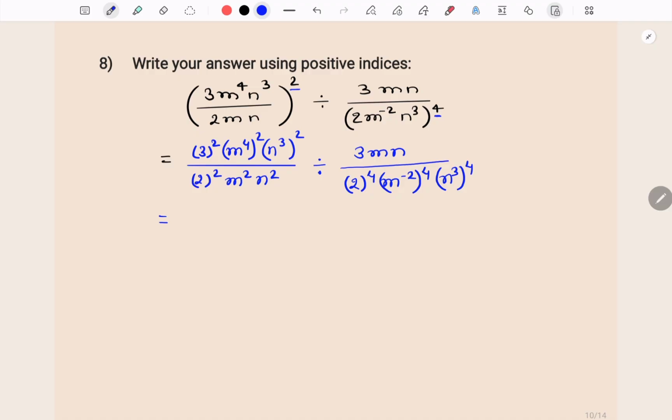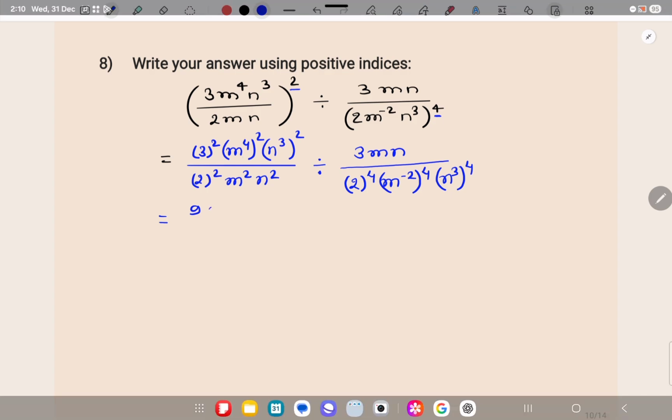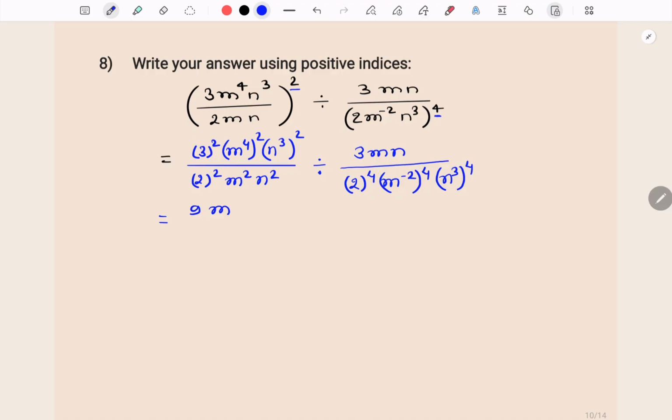We have 3 squared. 3 squared is 9. We have m raised to the power 4 all raised to the power 2. So that is power of a power. Let's multiply the indices. 4 multiplied by 2 is 8. Then we have n cubed all raised to the power 2. 3 multiplied by 2 is 6, power of a power, over 2 squared. 2 squared is 4. Then we have m squared and n squared.